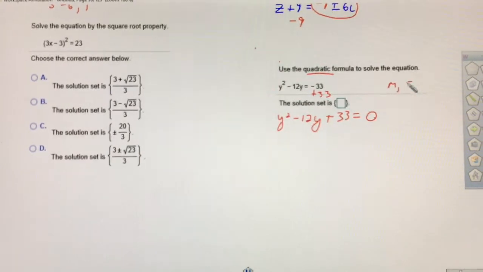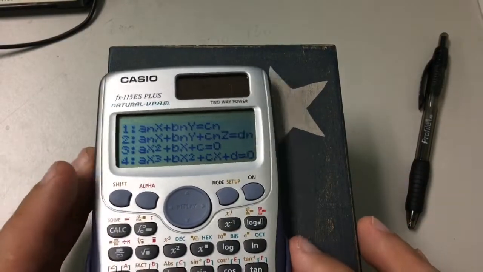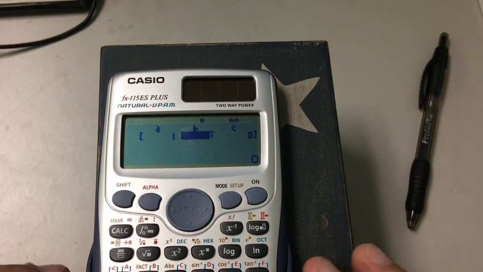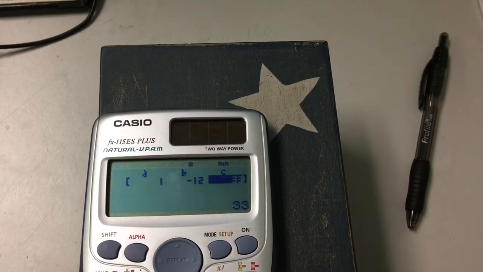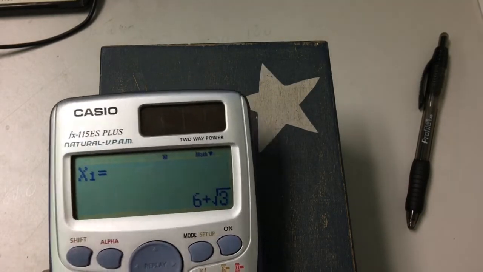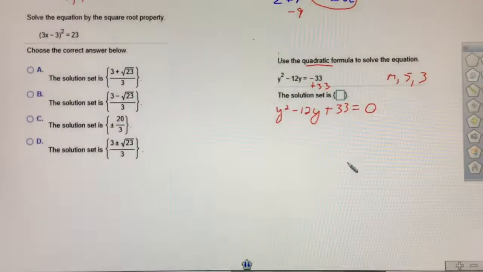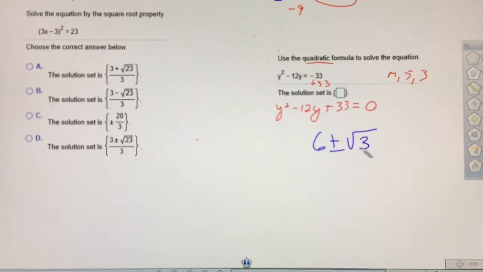So I'm just going to use the tech and mode 5-3 this in the Casio. And again, I'm going to hit mode 5 and then 3 to generate the x squared solver. And my leading coefficient was 1. My b term was negative 12. And my c term after I brought it over was positive 33. And I'm going to hit equals, and it gives me 6 plus root 3. And the other answer is going to be 6 minus root 3. And those are my two answers. So when I type the answer in, I would just type in 6 plus or minus root 3. My final answer is just going to be 6 plus or minus root 3.